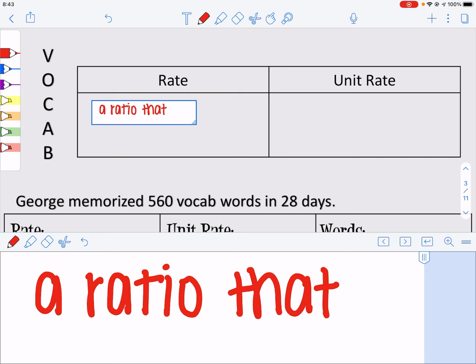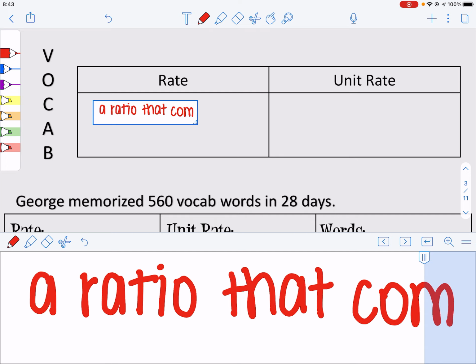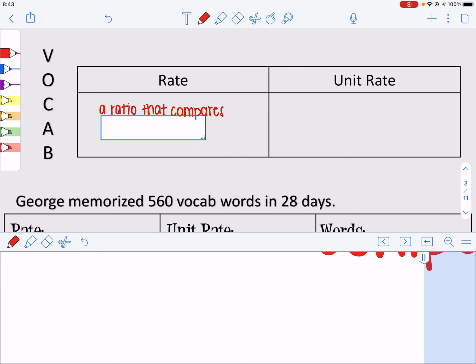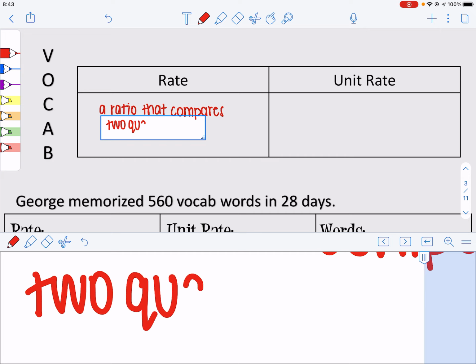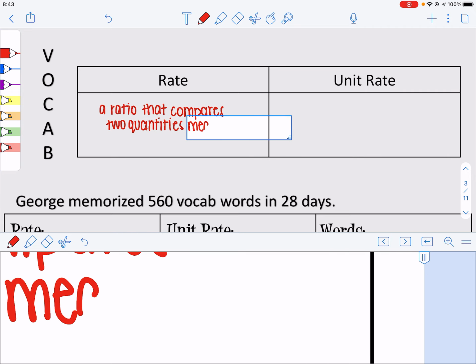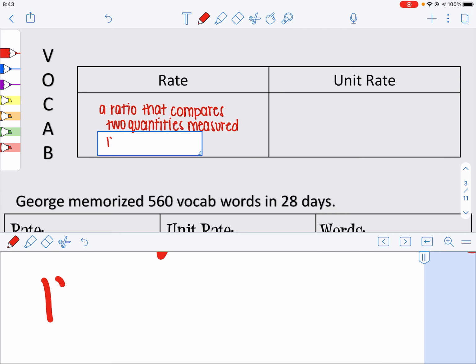The trick is it has to compare. So it's a ratio that compares two quantities, just like ratios do. The trick is they have to be measured in different units.